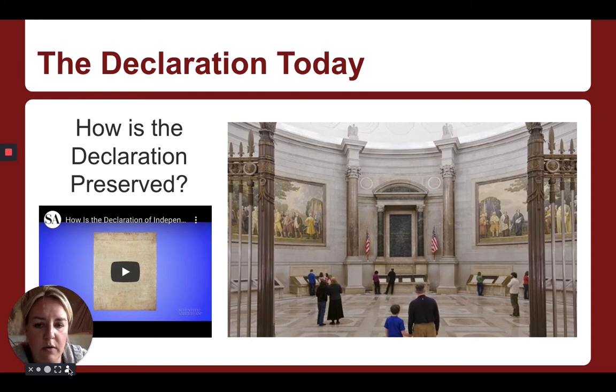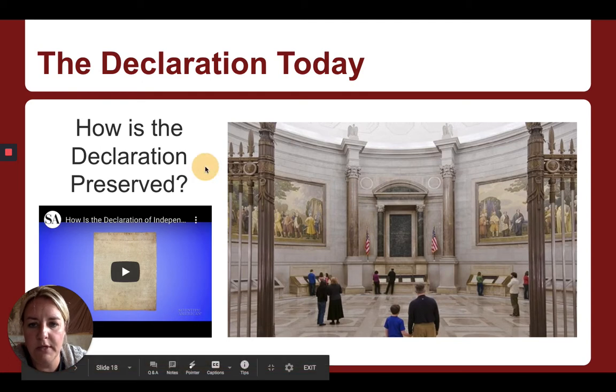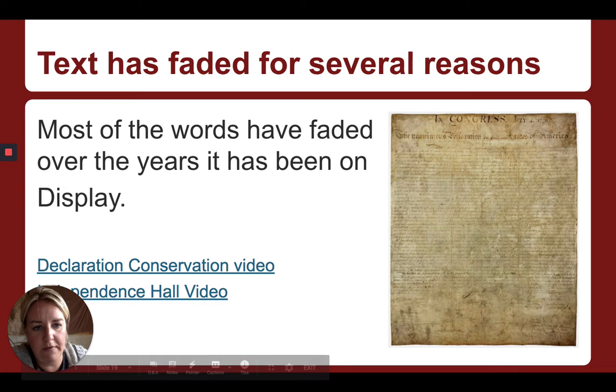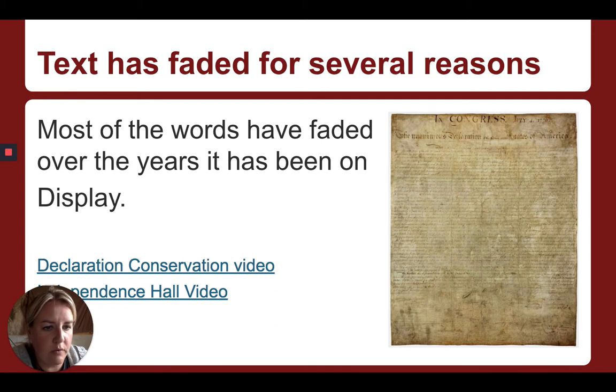For a long time, that wasn't the case. There used to be several copies of the Declaration, but many have faded pretty terribly over the years. Throughout that time, they would put it on display. Copies of it would go around to different museums, and people were able to see it and not so much touch it, but it was just handled with a lot less care than it is now.